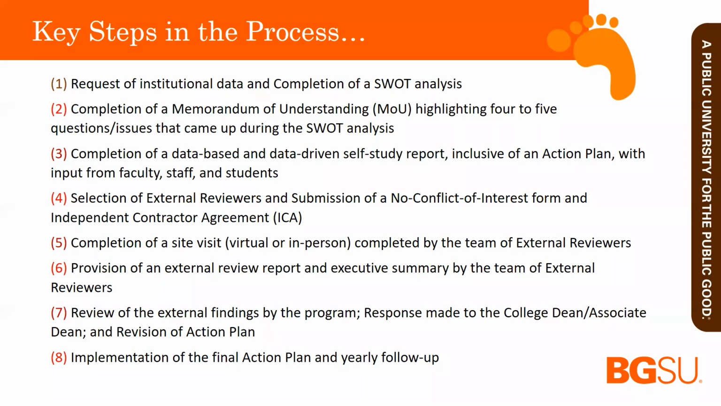With this slide, we now dive more deeply into each step of the program review process. The major steps in this program review process include 1, request of institutional data from the Office of Institutional Research, OIR, and the Office of Institutional Effectiveness, OIE, and completion of a SWOT analysis. 2, completion of a Memorandum of Understanding, or MOU, highlighting 4 to 5 questions or critical issues that came up during the SWOT analysis and that needs to be prioritized in a more in-depth manner in a self-study.